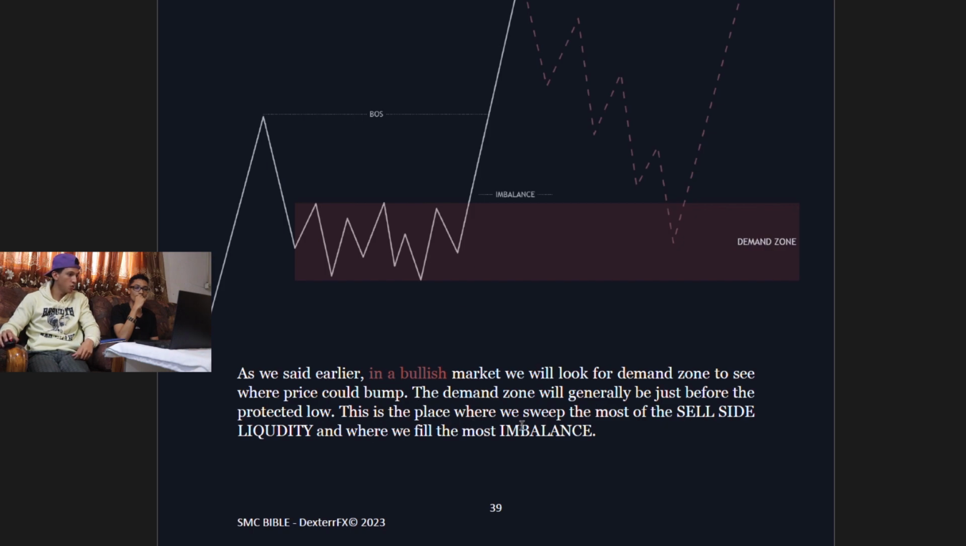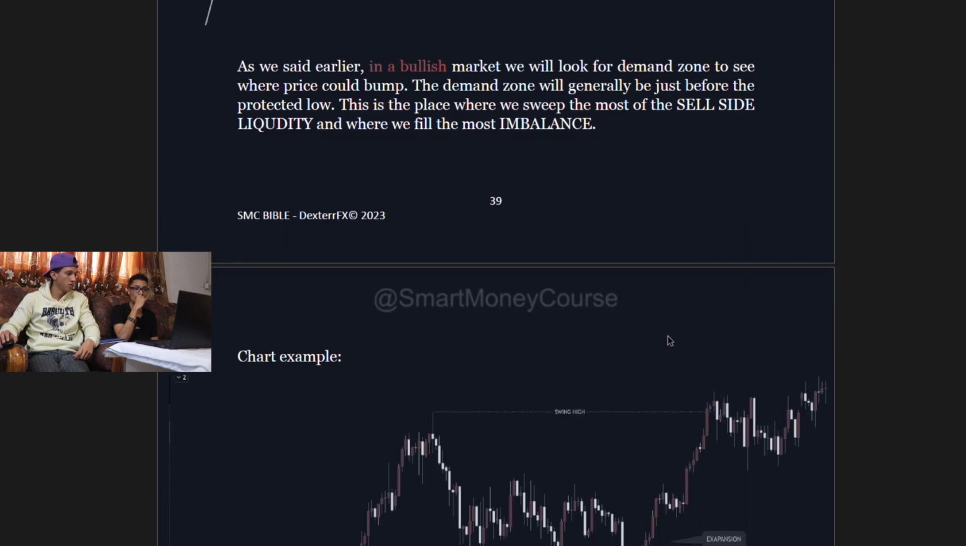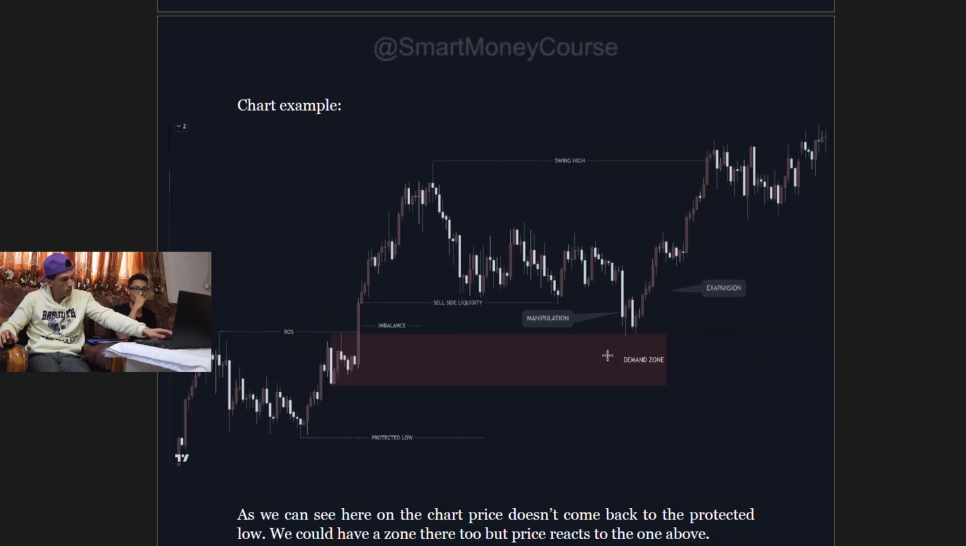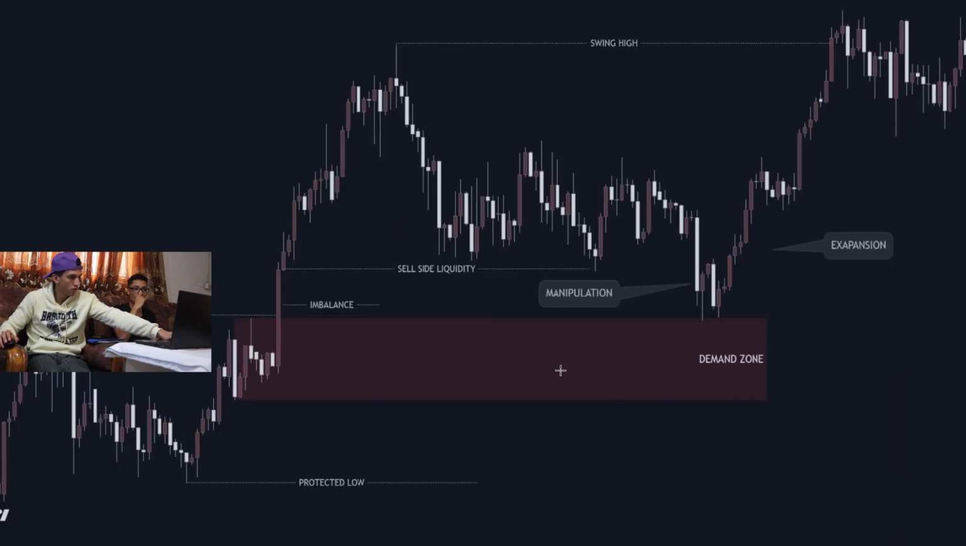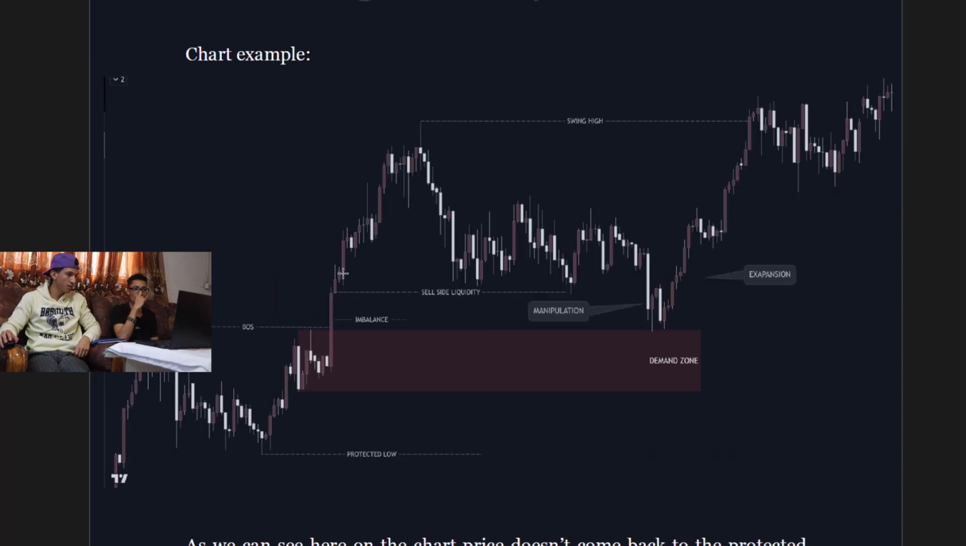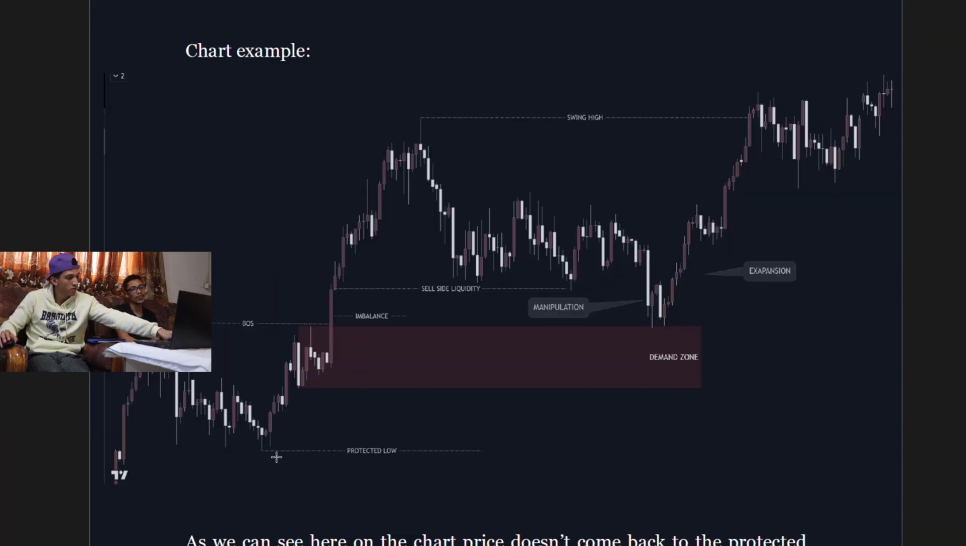This is where we can sweep most of the sell side liquidity and where we'll fill the most imbalance. So this here and then sell side liquidity, which is right here. This is just a chart example of the demand zone. As we can see there's a break of structure, there is an imbalance, and basically that's sell side liquidity, as we can see right here, which generally creates a demand zone right here. It's generally just before a protected low, and here we can see a protected low right here. So that's how to spot the demand.